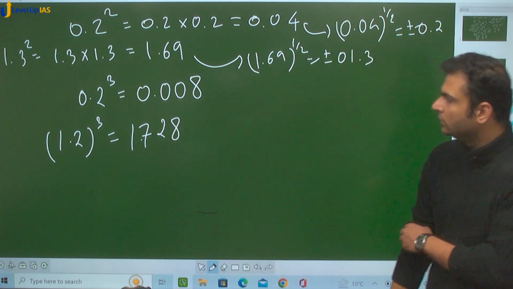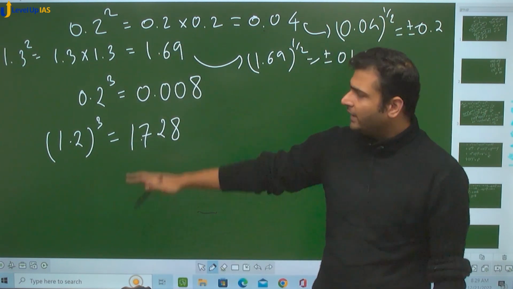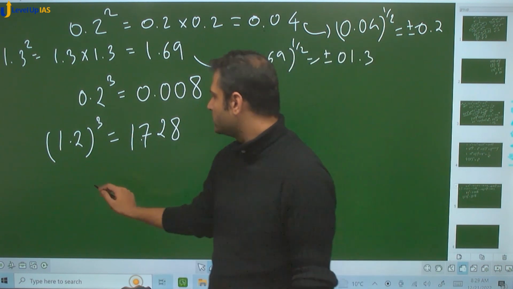Okay. So this is how you multiply, take powers of decimals. We are taking simple examples. You can take complex ones as well, a little bit.